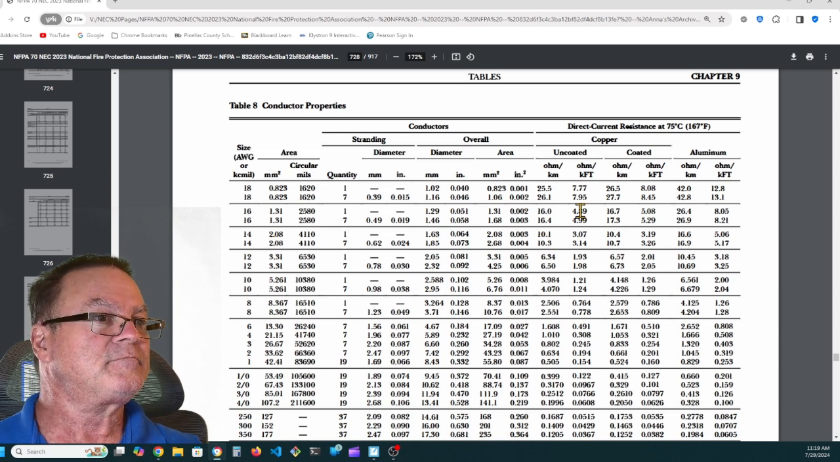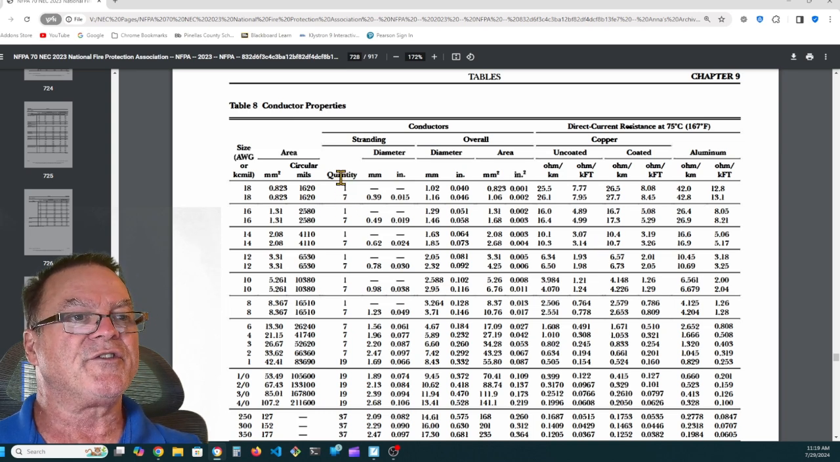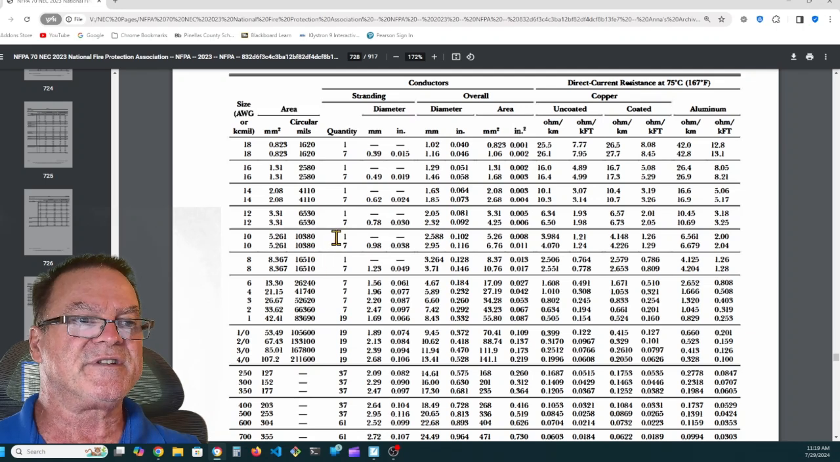Again, it also gives us the direct current resistance at 75 degrees Celsius. We'll talk about that later. Also, look at the quantity. 1 is a solid conductor and 7 is stranded. So if you're looking for a solid number 10, make sure you use the row that says 1. That'll give you the properties of a solid number 10 copper conductor.